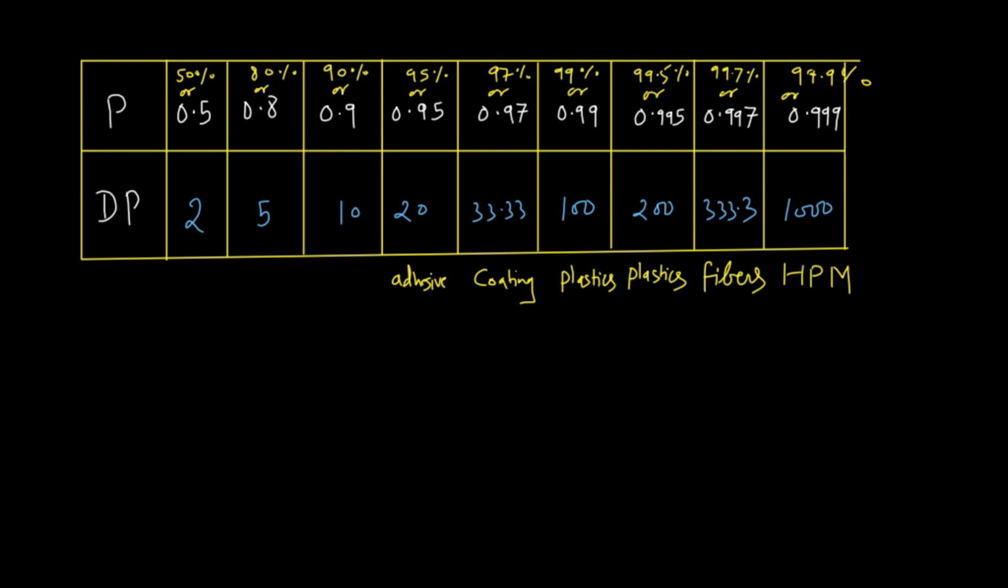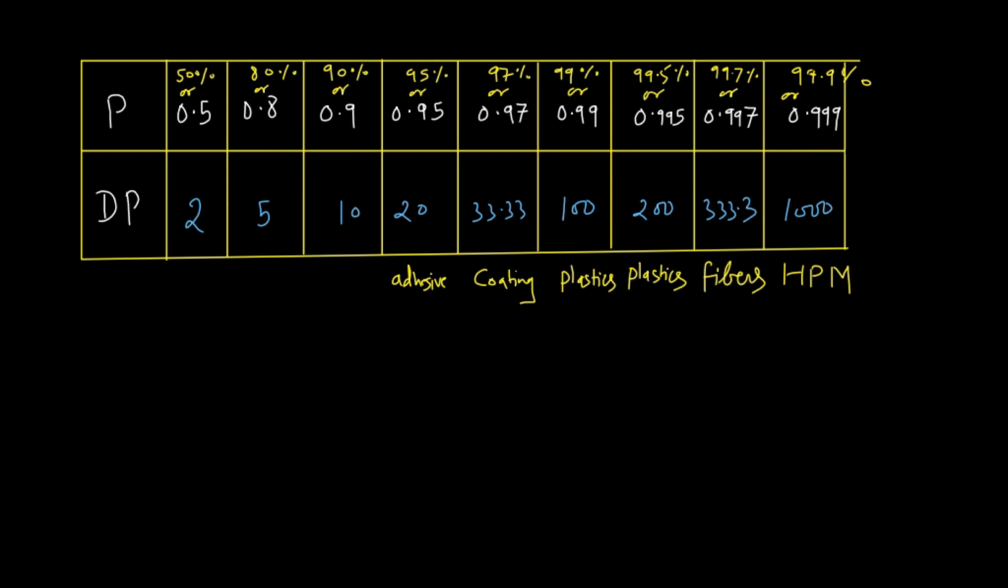And accordingly, with the help of the Carothers equation, you get degrees of polymerization of 2, 5, 10, 20, 33.3, 100, 200, 333.3 and 1000 when your conversion is almost 99.9%. When your degree of polymerization is between 1000 and 2000, you get high performance materials, especially in aerospace. You have seen this in the earlier slide. So if you want to form this, you need a conversion of 99.9%.